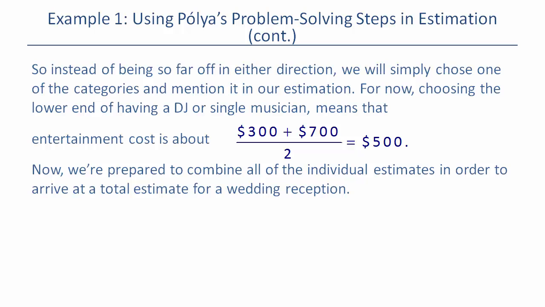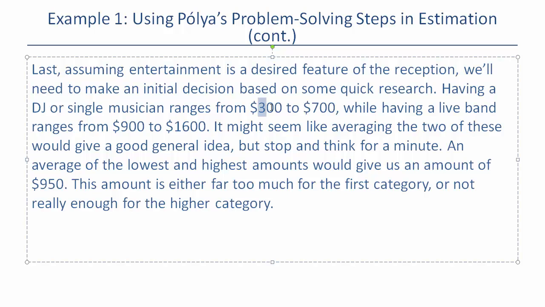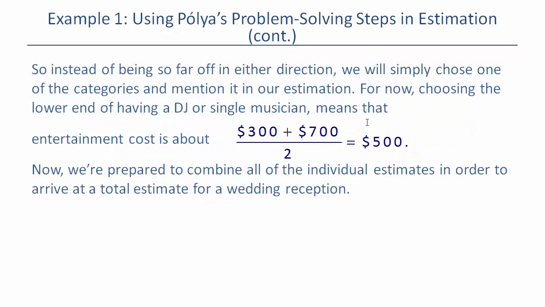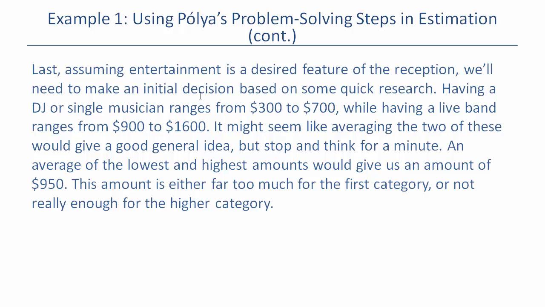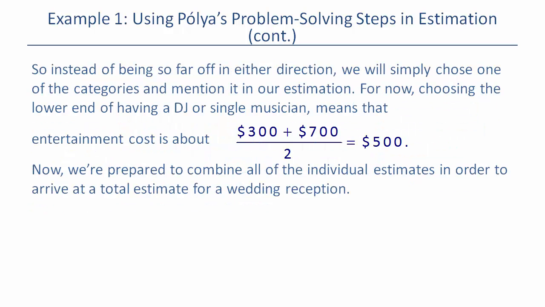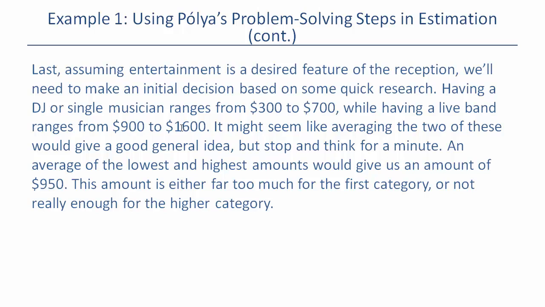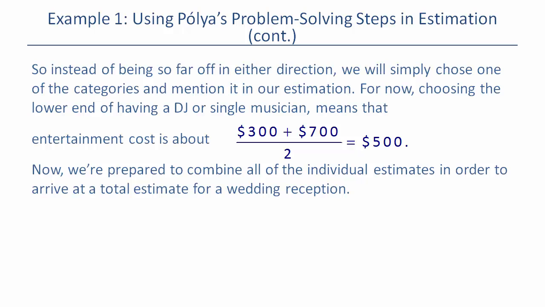So this is the math behind it, right? 300 was the low for a DJ, 700 was the high for the DJ. You average those out and get a $500 average for a DJ. If you do the same thing here, 900 and 1600, you add those together, you get 2500. You take half of that, that's 1250, and then you could take the average of 1250 and 500, and that would be your average, right?